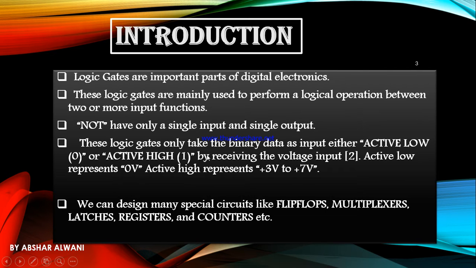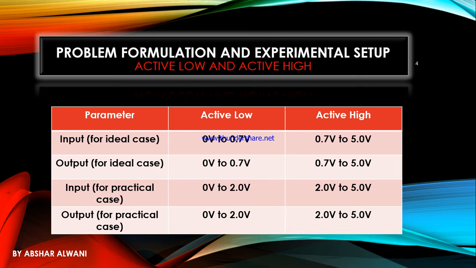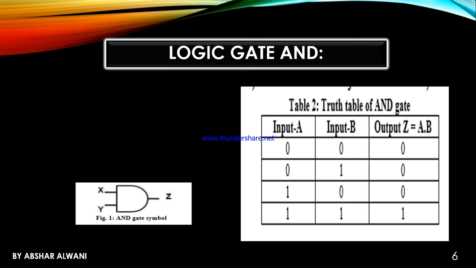These logic gates only take binary data as an input, either active low or active high, by receiving the voltage input. Active low represents 0 voltage, while active high represents 3 to 5 volts. We can design many special circuits like flip-flop, multiplexer, latches, registers, and counters, etc. Here is a chart of formulated and experimental setup. In this chart, you can see how logic gates take binary data in active low or active high by receiving voltage. Types of logic gates.